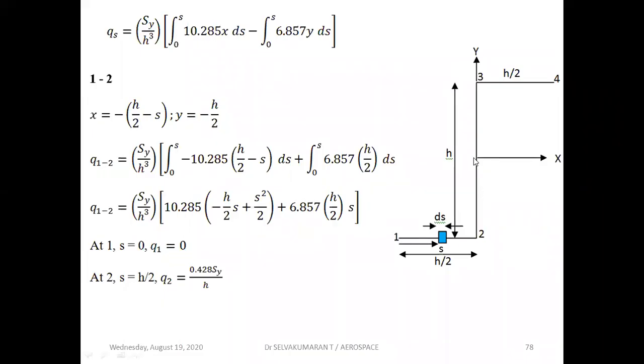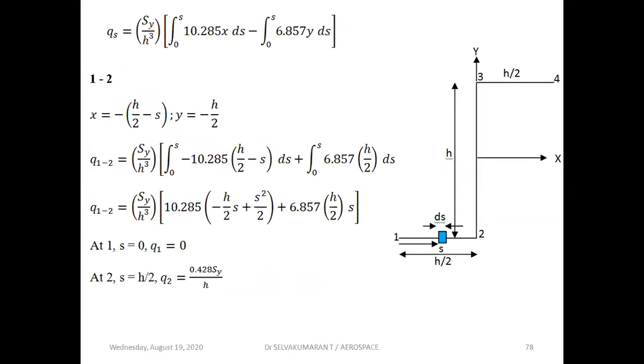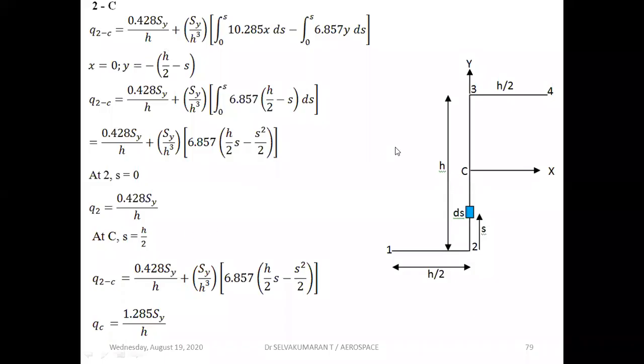Now from 2, let us take this section, 2 to C. I already explained in the shear stress in beams chapter in solid mechanics that the previous shear stress values will be added to the next shear stress values. Here also the shear flow values are carried forward to the next section. So for 2 to C, we take a small element ds at a distance s from point 2. We carry forward this shear flow 0.428 Sy by h plus this shear flow expression for the 2C section.